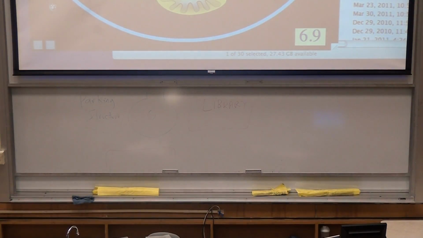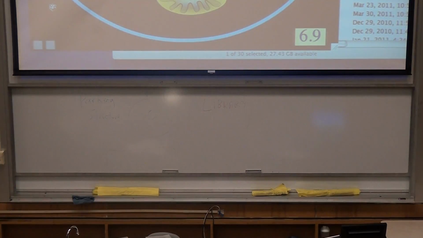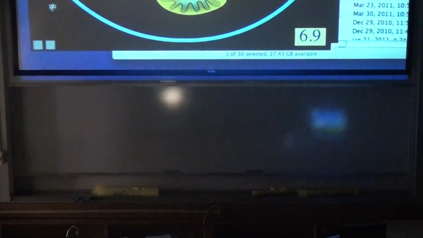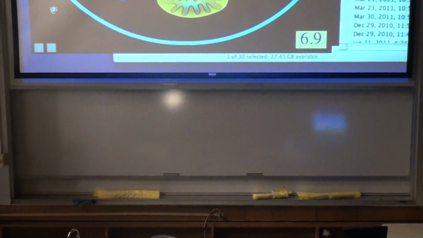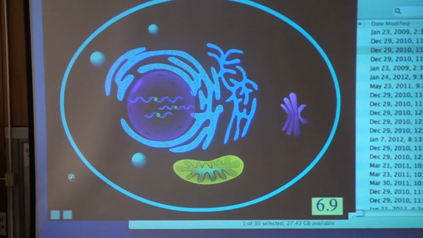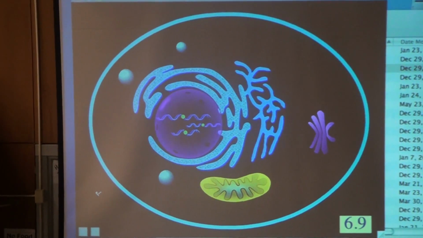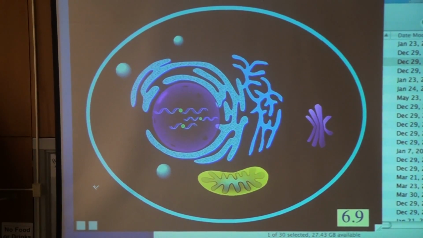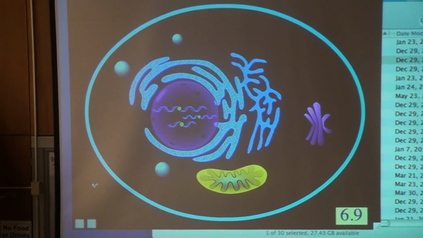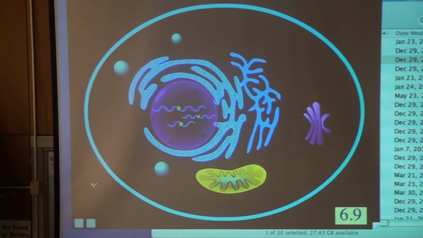Okay, so we are on this chapter about cells right now, and one of the major points from last time was that there are two major types of cells: prokaryotic cells and eukaryotic cells. And what's the defining difference between the two? Not sure if I heard it. Nucleus, thank you. The defining difference is the nucleus.